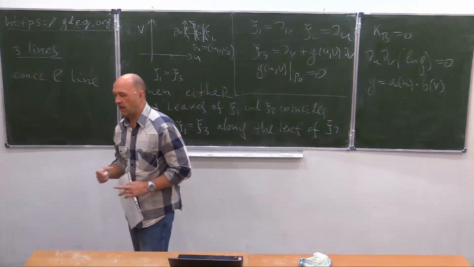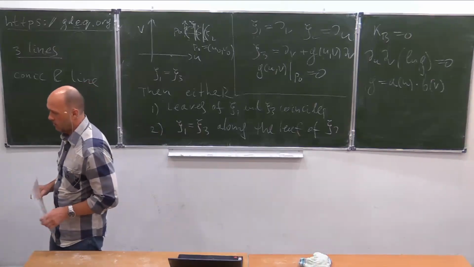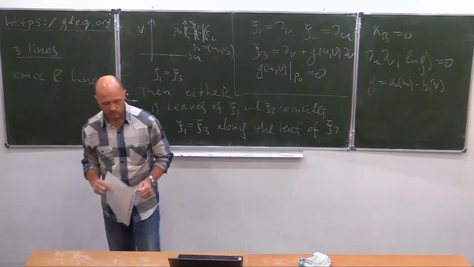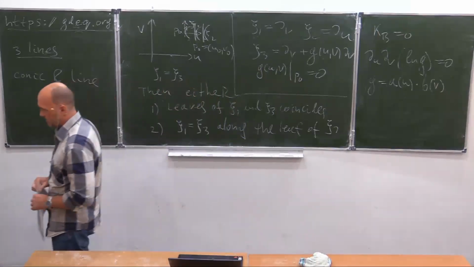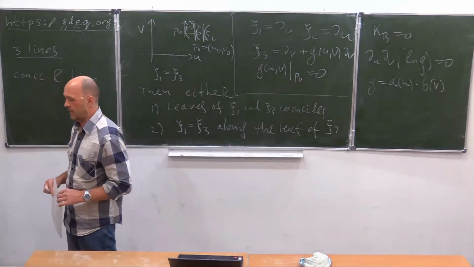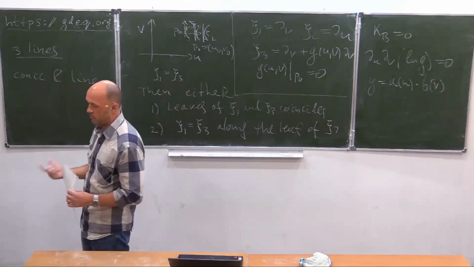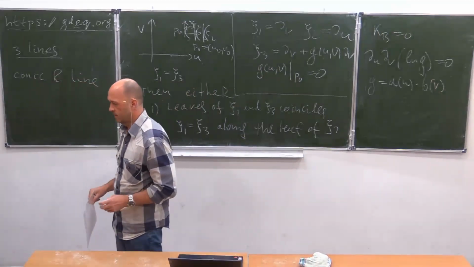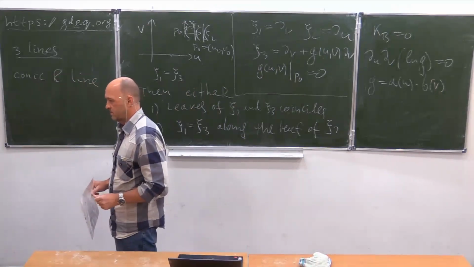But if I'm asking, is it possible to take 3 lines, all of them skew? No, if I remember right, all 3 cannot be skew. So one of the lines will intersect. Well, if 2 are skew, the third will intersect one of them. It follows from the Shelikhov lemma.